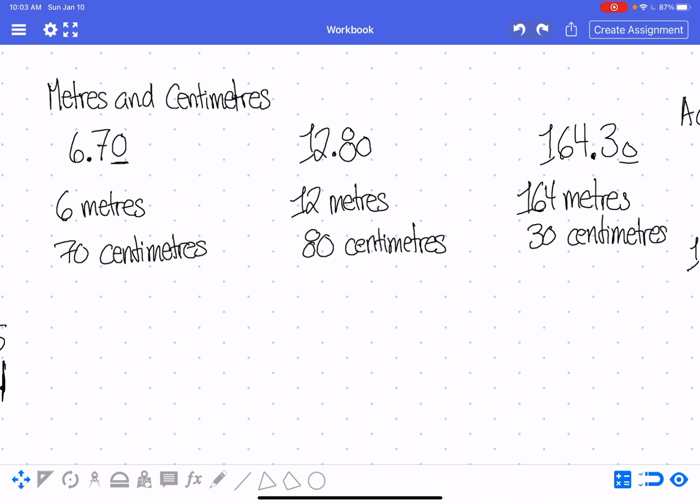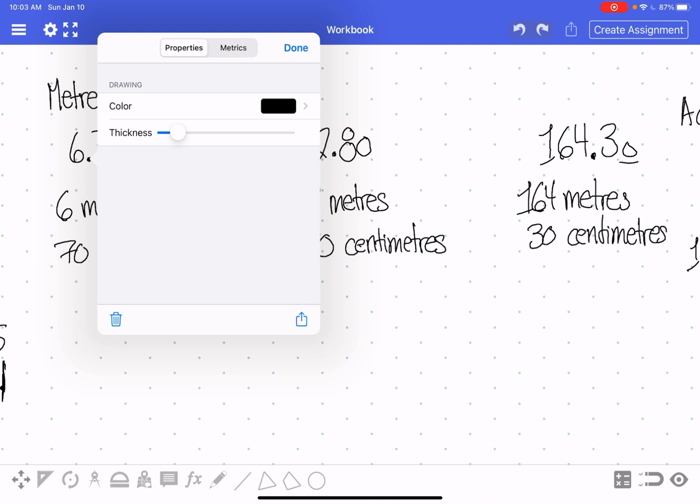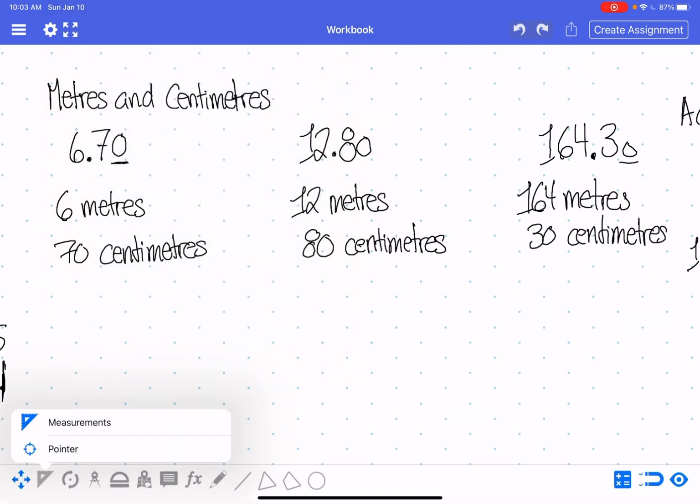So if I were to say, how long is something in meters, I would say that in meters it is 6 meters and 70 centimeters. Okay. Or if I were to say something is like 12 meters, it'd be like 12 meters and 80 centimeters, right? Or I know it's large, but 164 meters, which is quite long, and 30 centimeters, okay?